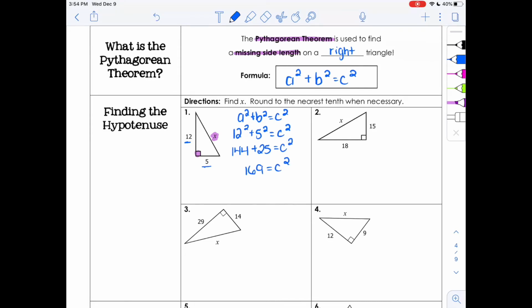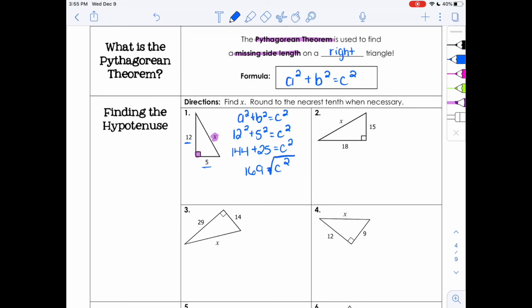Now our goal is to solve for c. So we're not done. We have to get rid of that squared. And remember, the opposite of squaring something is to find the square root. So we're going to find the square root of both sides. And that would give us c equals, again, I know my perfect squares, the square root of 169 without a calculator is 13. So my side length that's missing is 13.